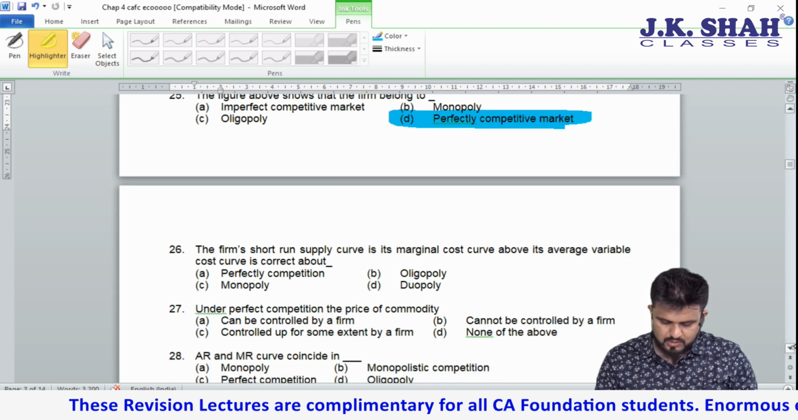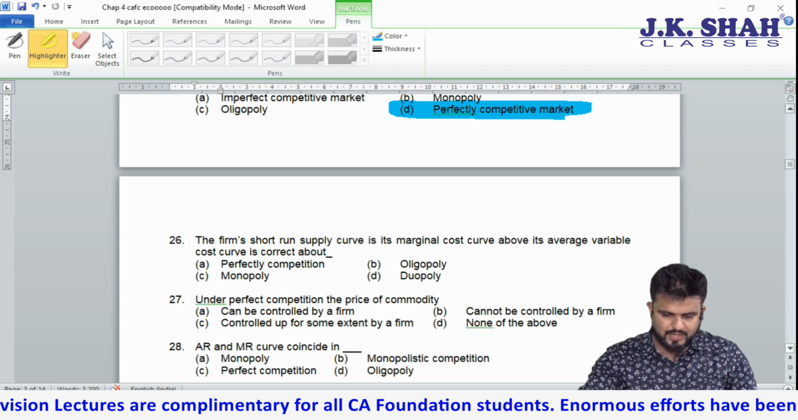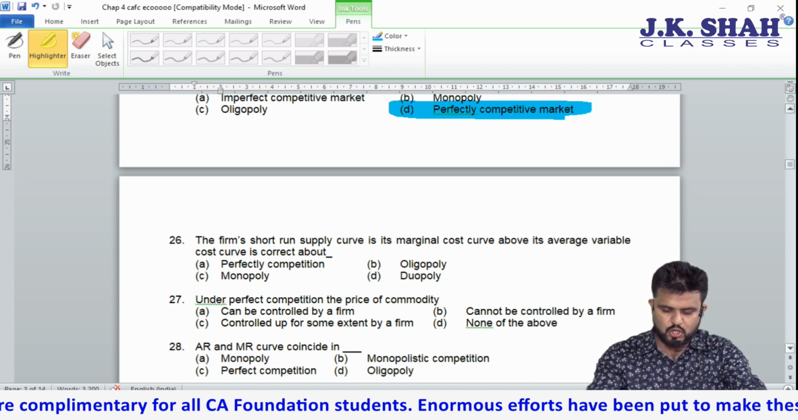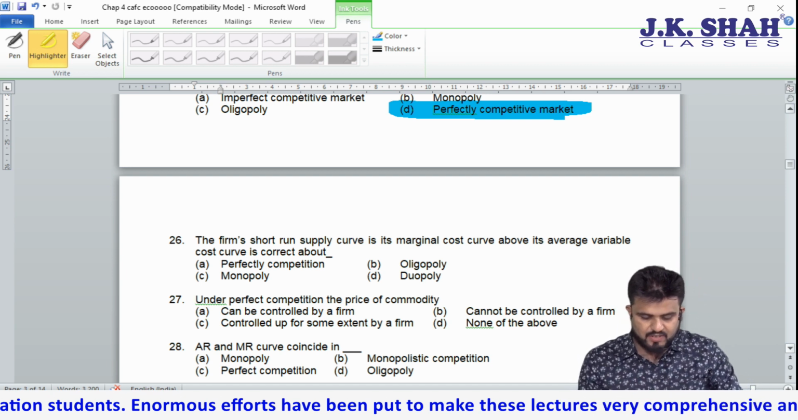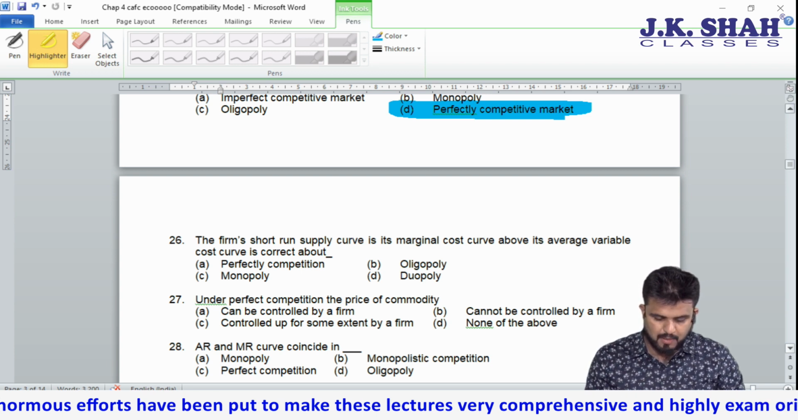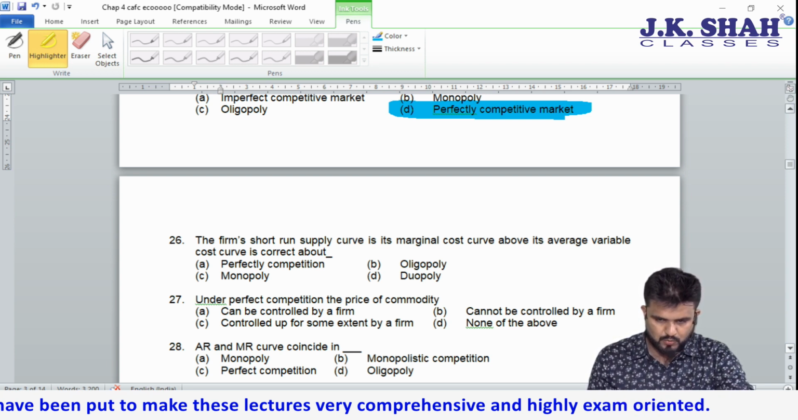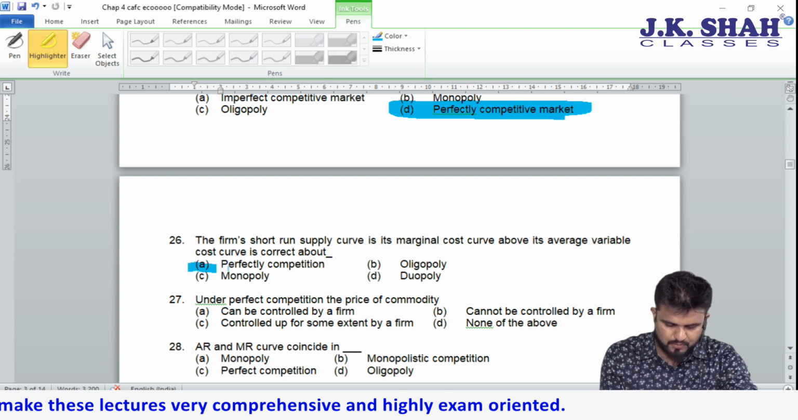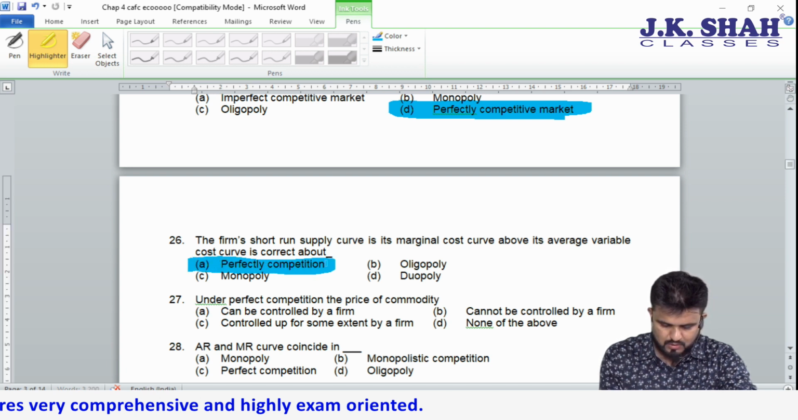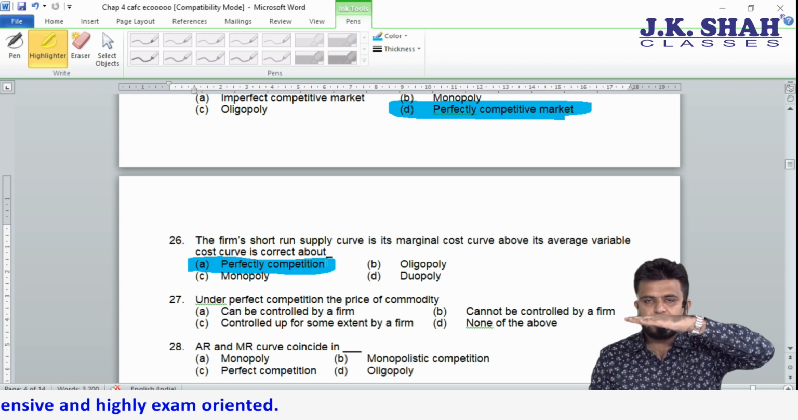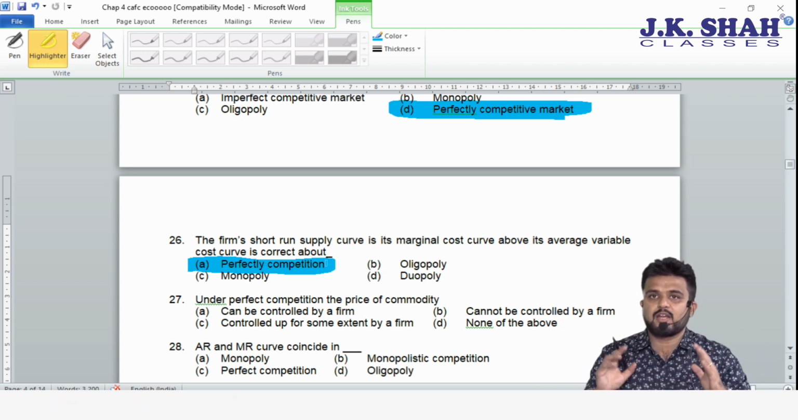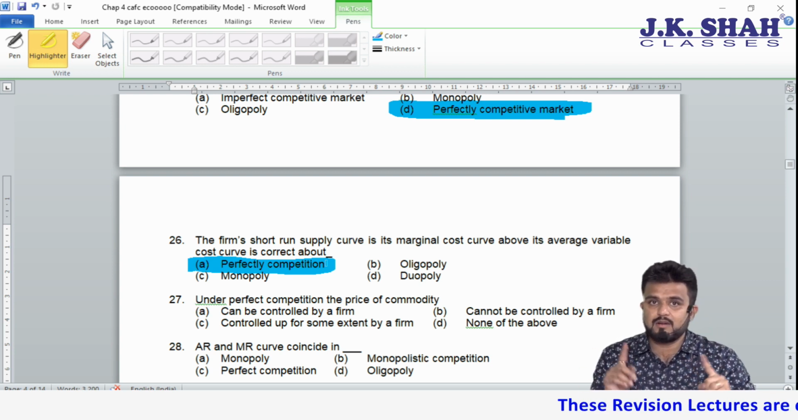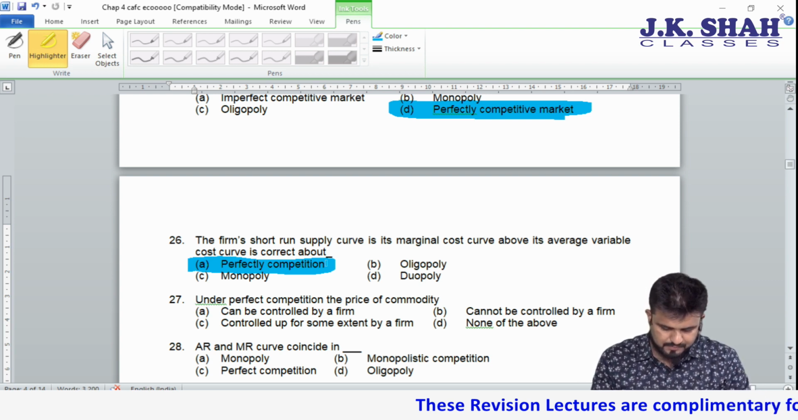Moving to the next. 26 now. The firm's short-run supply curve, its marginal cost curve above its average variable cost curve, is correct about. So students, for 26, the answer is perfect competition. That is AR, MR, then the MC curve cuts AR and MR at all levels. The marginal cost curve is the supply curve under perfect competition, we have done.